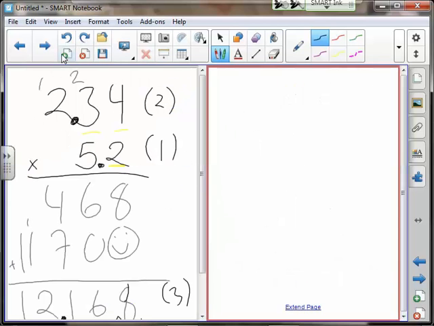But what if I had 0.07 times 0.3? Go ahead and multiply that. Did you show your work? So show your work too.